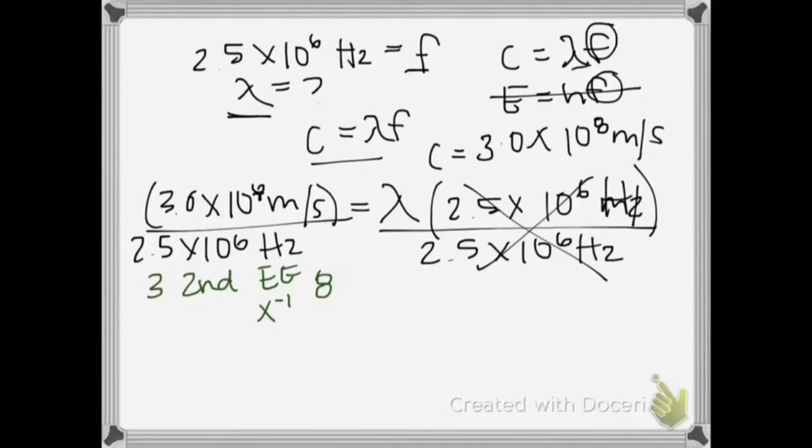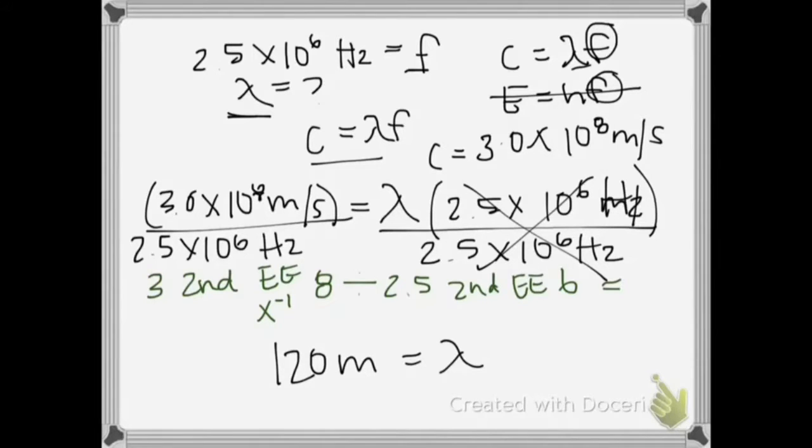Now we're going to do divided by, that's the function we're doing, and then we put in the second number, and that's going to be 2.5 second EE, and then the exponent, which is 6, and then you push the equals sign. And when you do that, you're going to get your answer at the end, and that's going to be 120 meters. And that is my wavelength and my final answer. Practice problem.